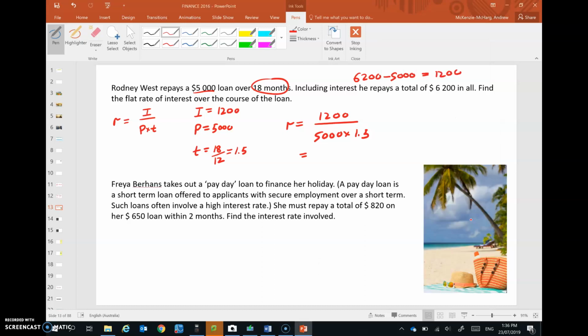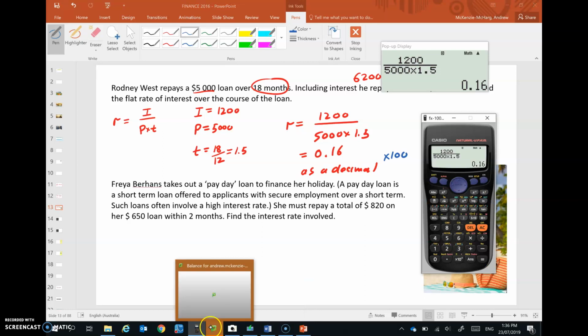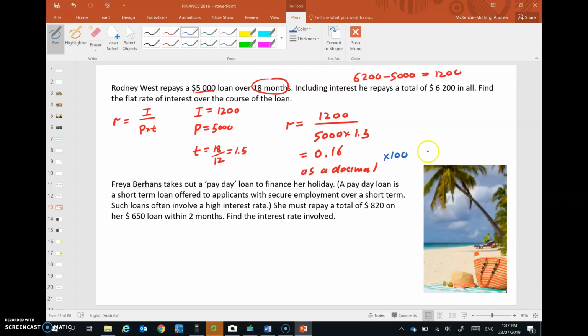$0.16. Now remember, that is the rate as a decimal, but we need to give this as a percentage. That's how interest rates are advertised. So how do we convert that decimal to a percentage? We multiply it by 100. So if we multiply this by 100, it's 16% per annum. Okay, the next one's really similar. Maybe you want to pause and try it on your own, then I'll have a go at it.